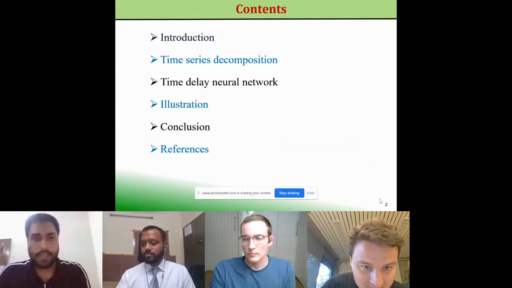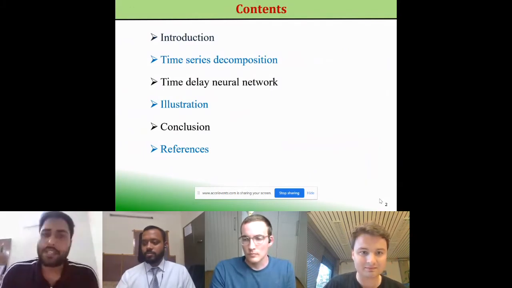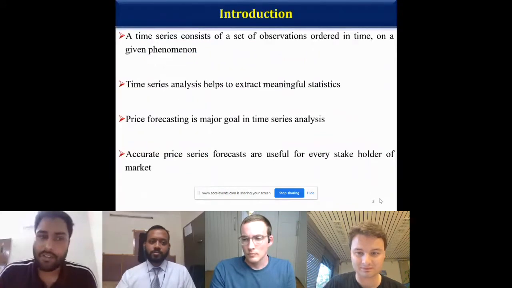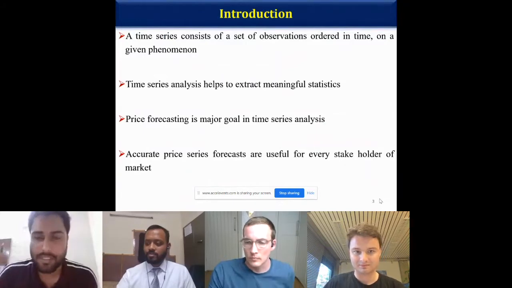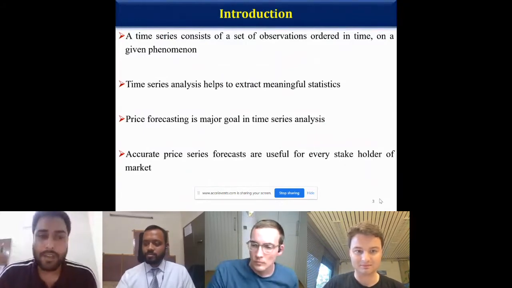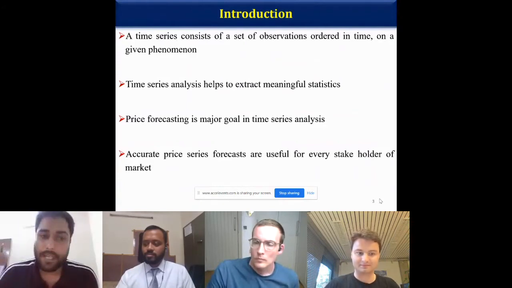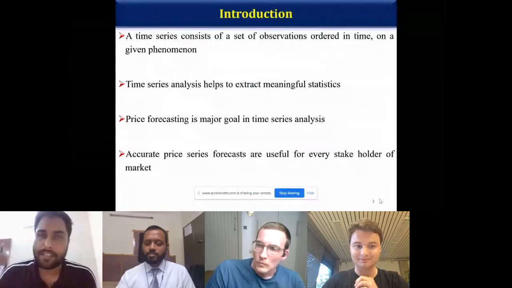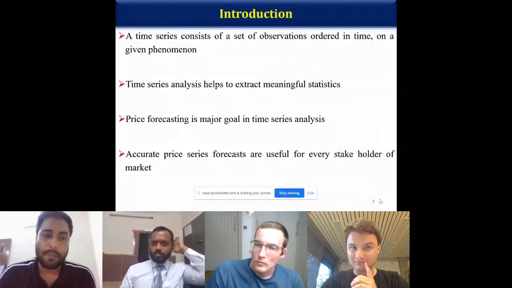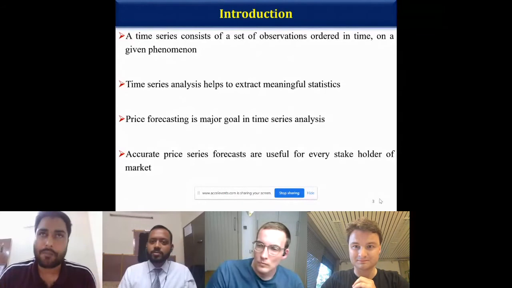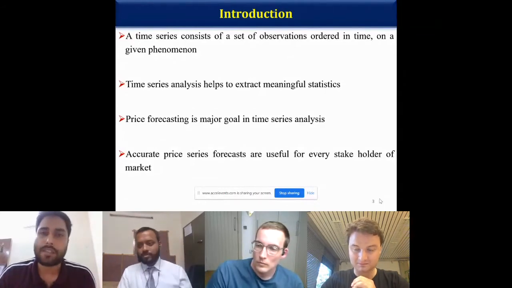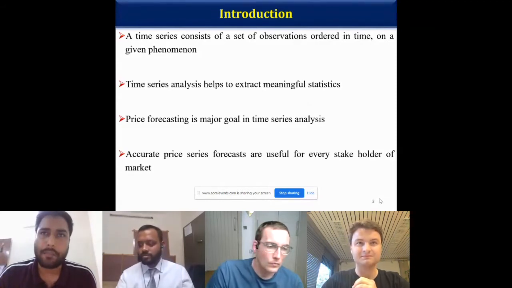Time series consists of a set of observations ordered in time for a given phenomenon, and time series analysis extracts meaningful information or statistics from a given data set. Price forecasting is a major aim or goal. There are different forecasting tasks for financial time series data, but agriculture commodities are different from all of these, because they are more vulnerable on the supply side, due to perishability and many biotic and abiotic factors.